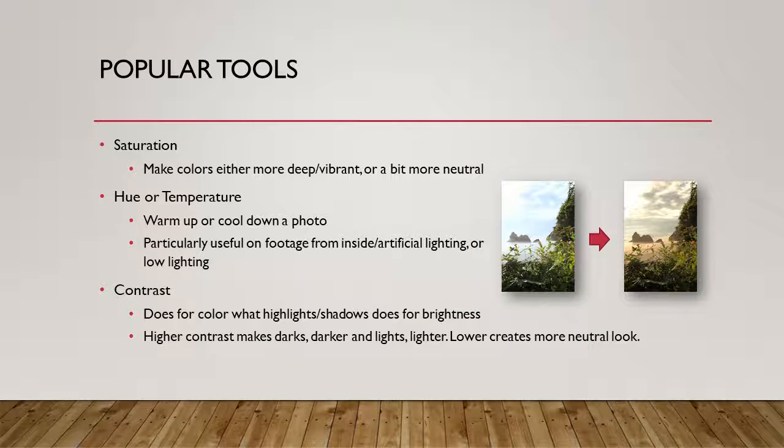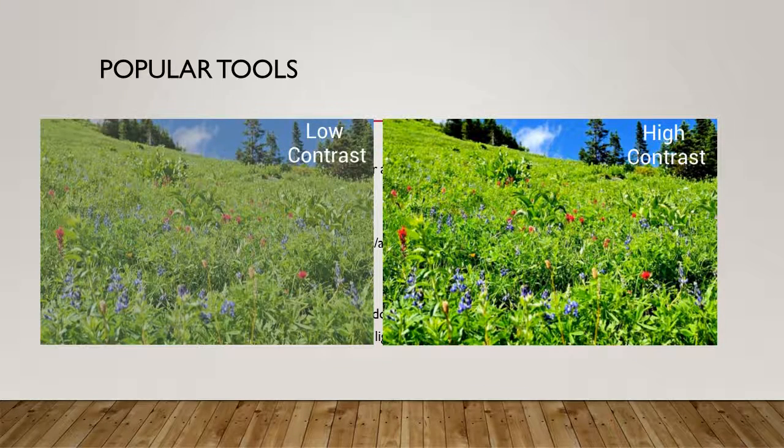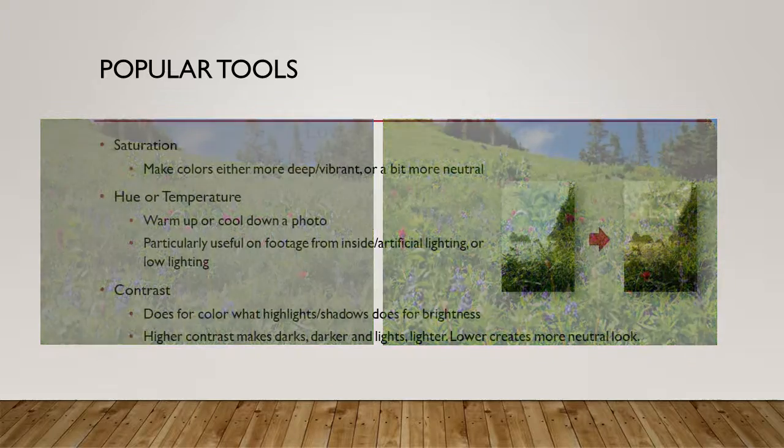And then finally, you can also adjust for contrast. So contrast does for color what highlights or shadows does for brightness. So if you up the contrast, it's going to make your darks darker and your lights lighter. If you lower that contrast, it creates a much more neutral look.